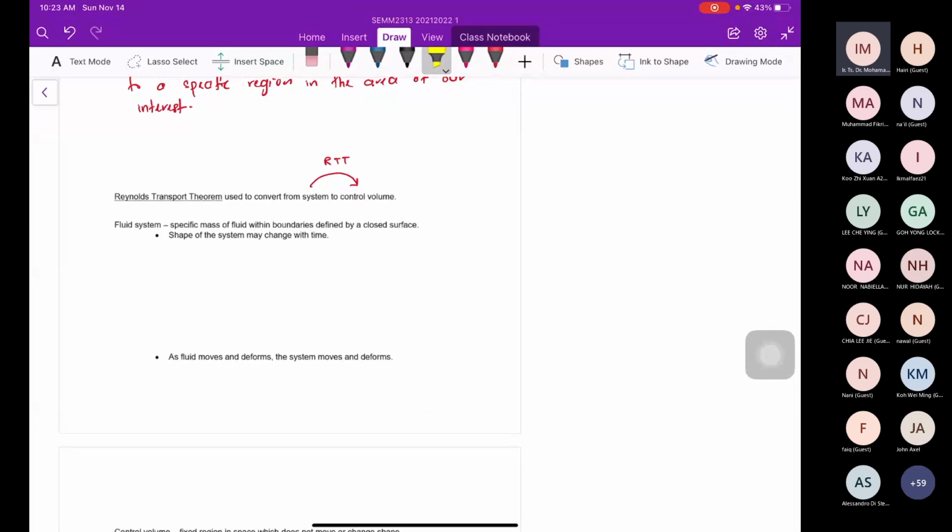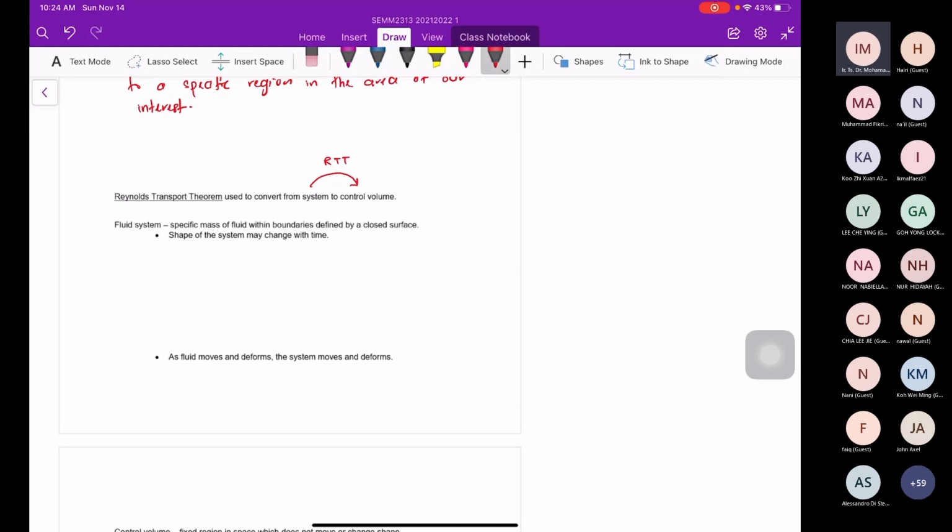This is the method we call the Reynolds Transport Theorem, or RTT. So the fluid system is the specific mass of the fluid within the boundary defined by the closed surface. The shape of the system may change over time. Alright, this is the definition of a system. For example, a fluid system: the specific mass of fluid within the boundary defined by the closed surface. The shape of the system may change over time.